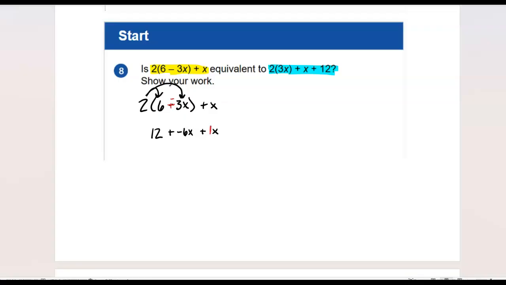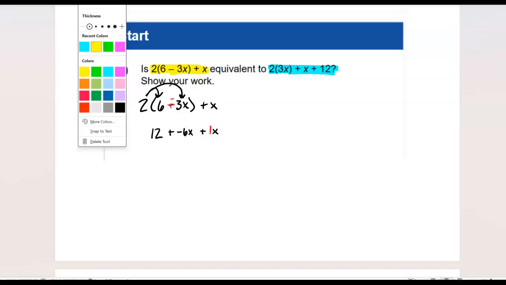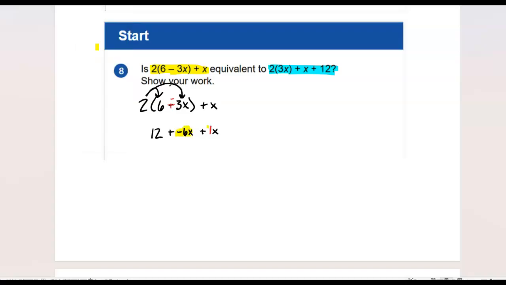And remember, when a variable is by itself, it has a coefficient of 1. So lastly, we're going to go ahead and say, hey, what are our like terms? We've got a negative 6x plus a 1x. Think carefully about your integer rules. That gives you plus negative 5x, right? When you're adding integers with different signs, you actually subtract, keep the one that you have more of.